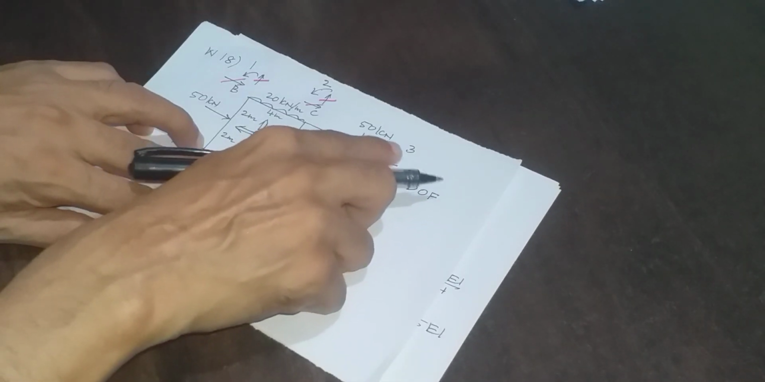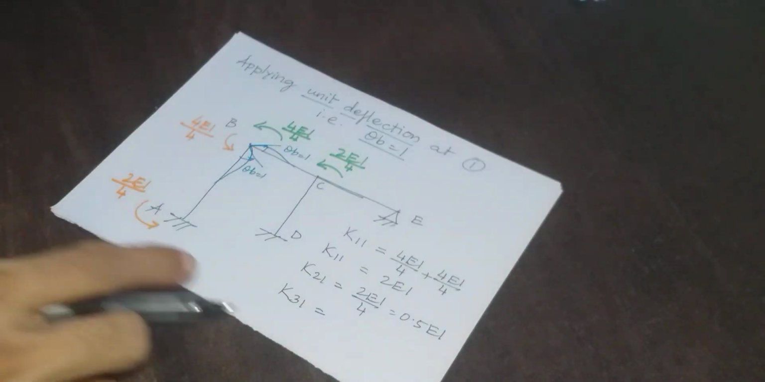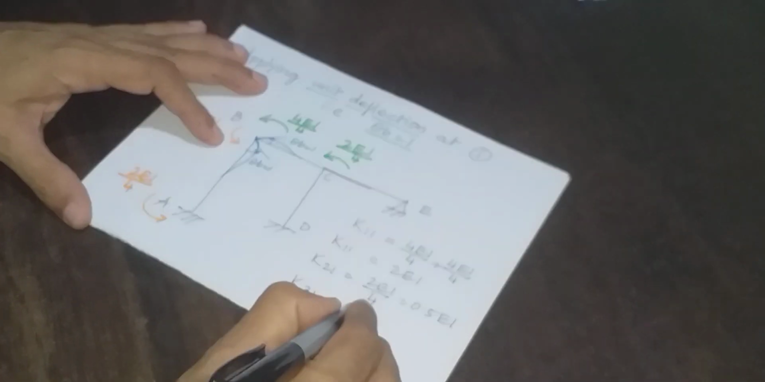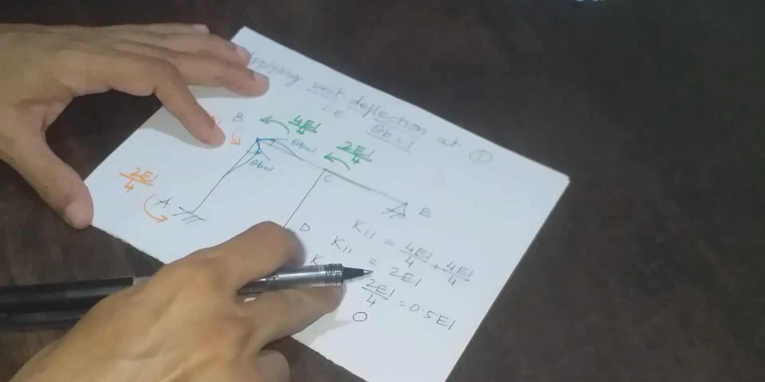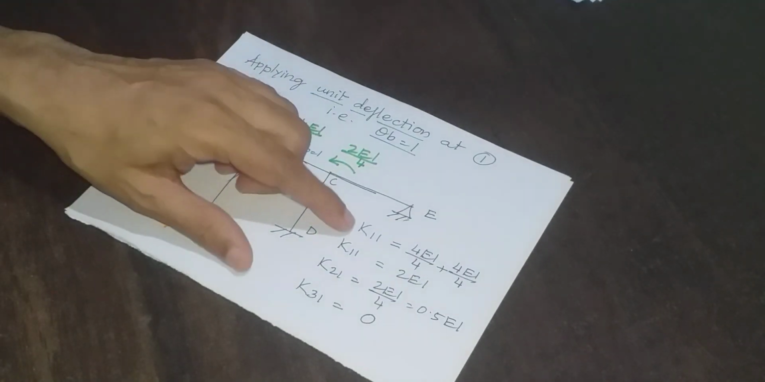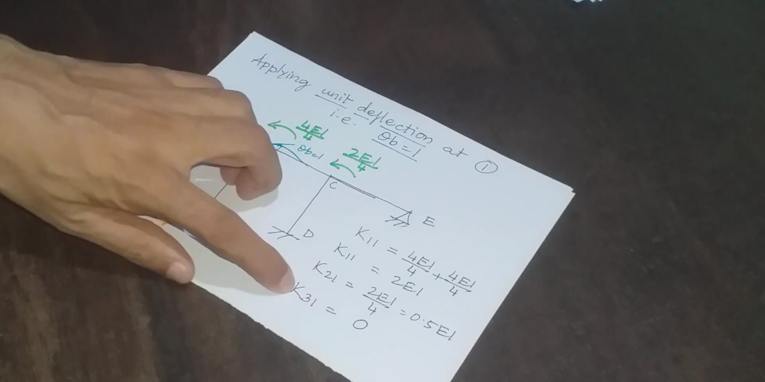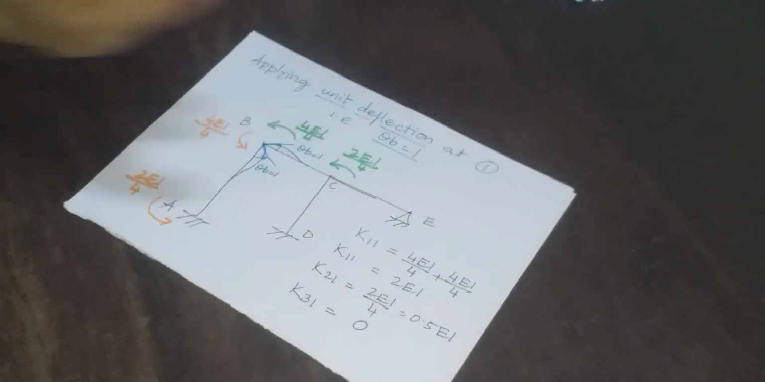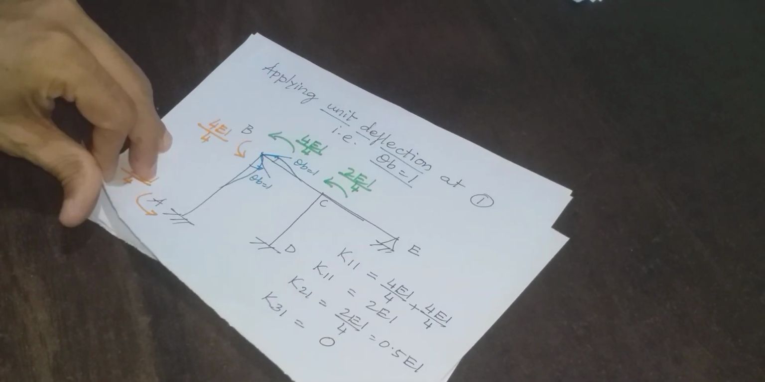Coordinate 3 is anti-clockwise rotation at E. There is no force generated at E because B is not connected to E directly. So K31 is equal to 0. I have generated the first column of stiffness matrix K11, K21, K31 by applying unit deflection at coordinate 1, that is theta b equal to 1.